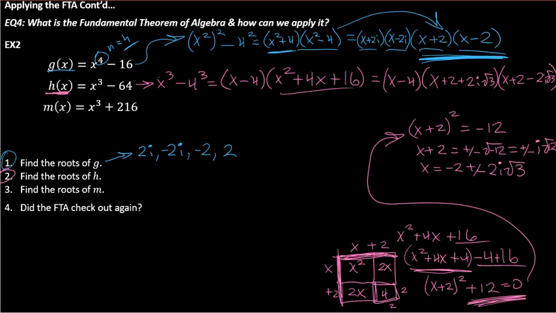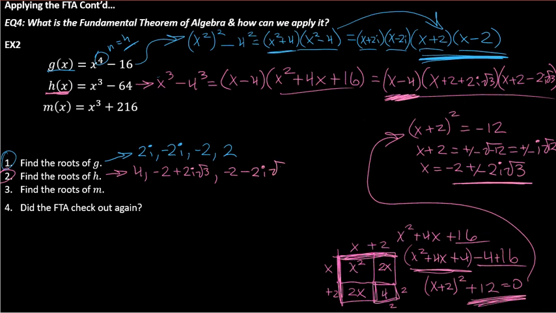Okay, so that would be our 3 linear factors, and our actual roots are going to be, so first root is going to come from here. That's going to be x equals 4. And our second root is going to come from these guys. So that's going to be negative 2 plus 2i square root of 3. The other one is going to be negative 2 minus 2i square root of 3.